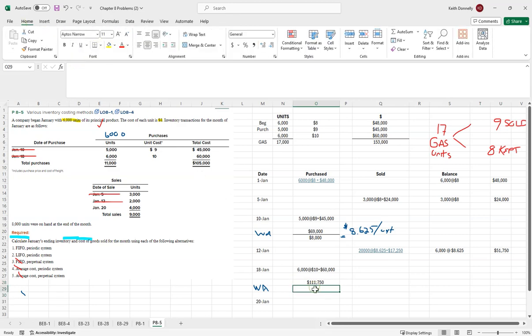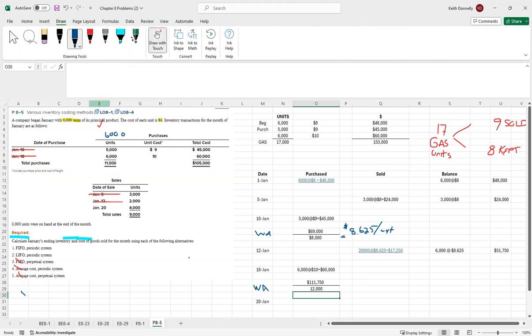How many units is that for? Well, that's for the 6 we were at plus the 6 we just bought, 12,000 units. What that then means is our weighted average at this point in time is going to be $9.3125 per unit. Okay, that's great. Kind of telling us there.